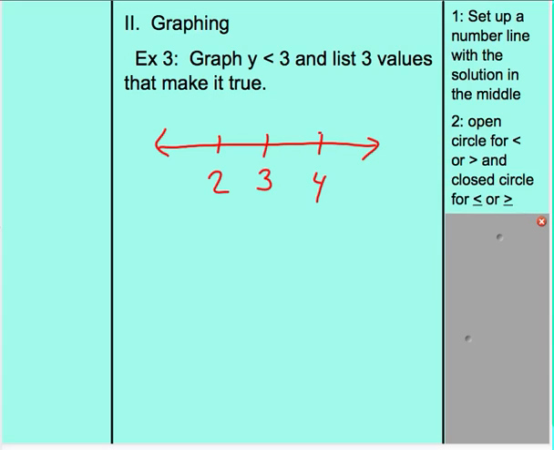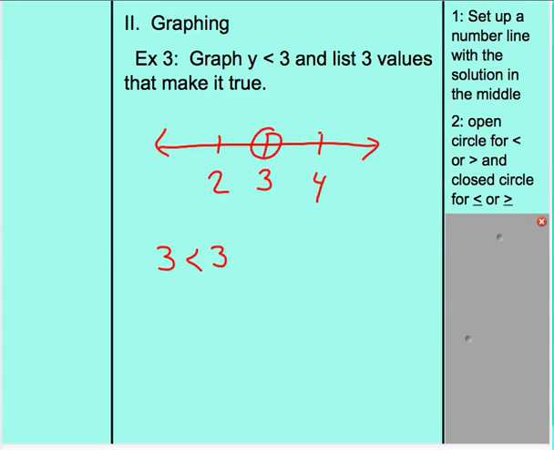If your inequality is greater than or less than, you will use an open circle. What the open circle means is that that value is not part of your solution. So think about substituting 3 back into the inequality for y. If I say 3 is less than 3, that's not true. 3 is not less than 3. 3 is equal to 3. Since that does not make the inequality true, we do not count it as part of our solution.